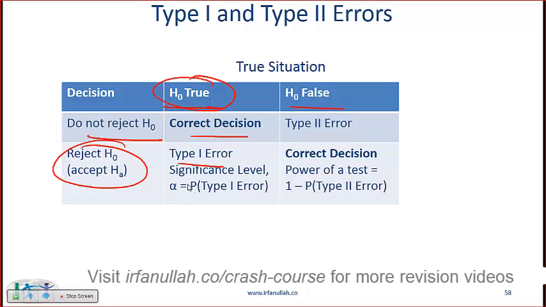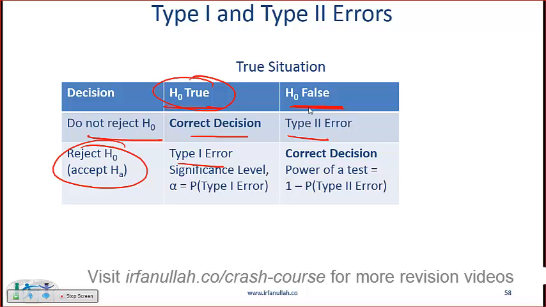What's the other situation? The other situation is that H0 is false. That means that you should reject, but you do not reject. That's a type 2 error. So say this a few times. Should reject, but do not reject. That's type 2. And when I say should reject, obviously we are talking about the null hypothesis.